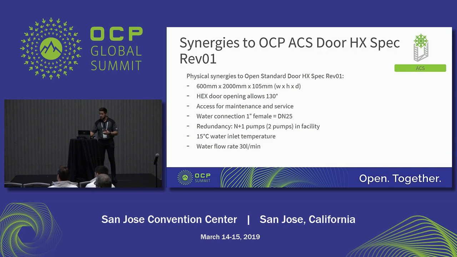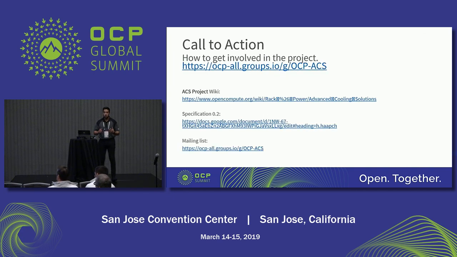As I mentioned at the beginning, I would like to make a call to action. We are working heavily with partners, suppliers, customers, and also competitors on that specification. We have to define it and put it onto the work stream. You can join with these links to the ACS project wiki. You can see the specification 2.0, which was created last week. And here you can find the mailing list to subscribe to the newsletter and to get involved in the Open Compute Project.